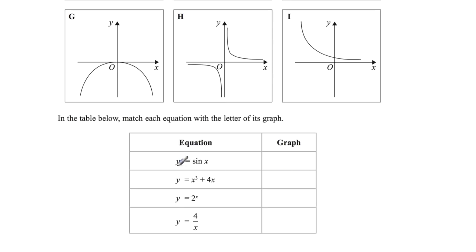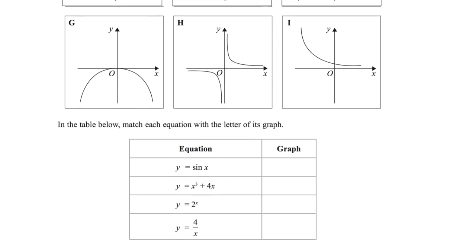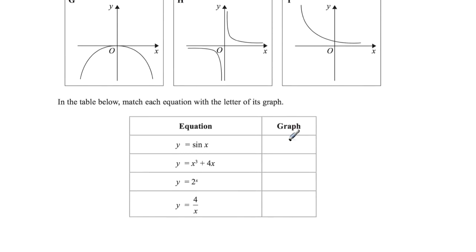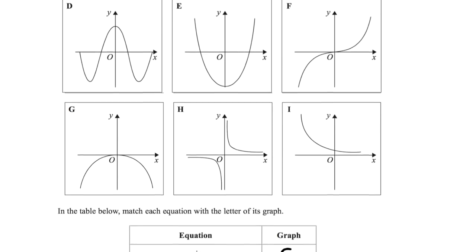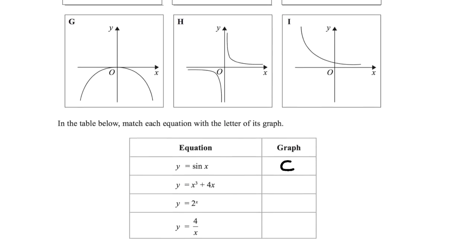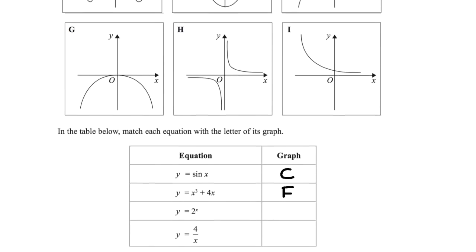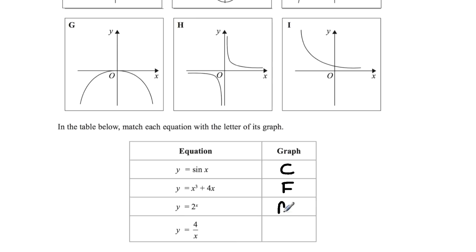Okay, so we're looking for y equals sine x. So that will be C. Y equals x cubed plus 4x. That will be F. Y equals 2 raised to the power of x. That will be A, as it is exponential. And y equals 4 over x, which is H.